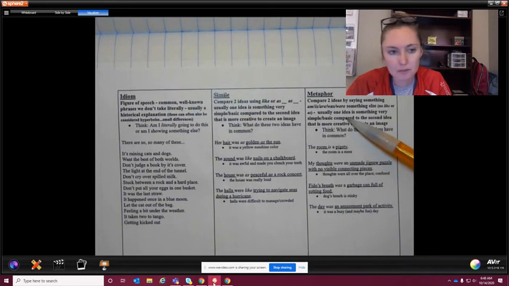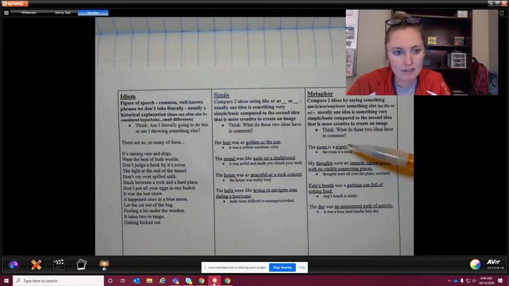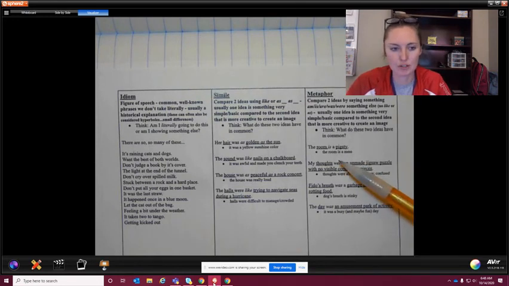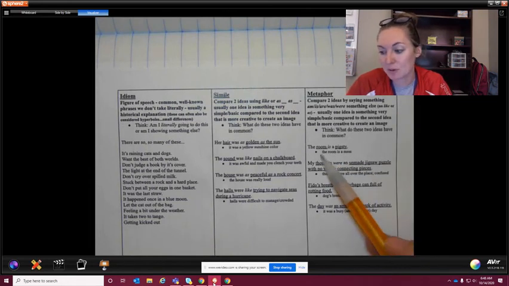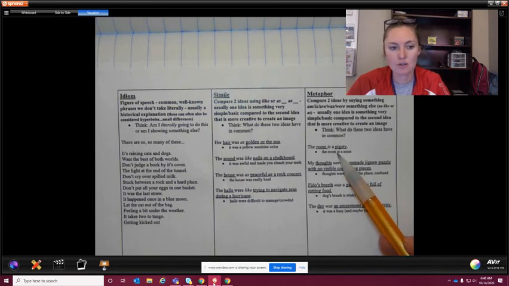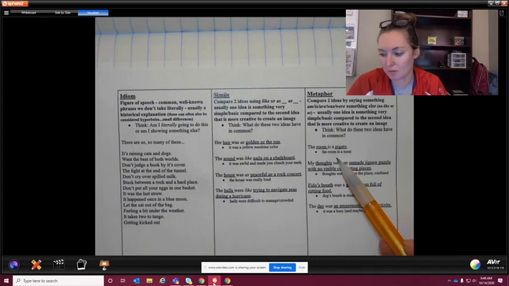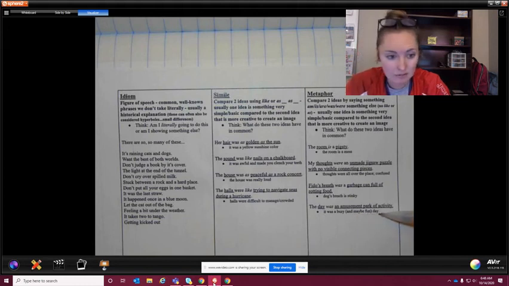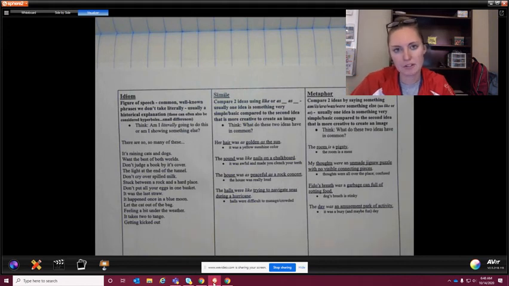The other one that is also comparing two ideas is metaphor, except you're not saying like or as. This is where you're comparing something and just saying it. So down here it says the room is a pigsty. So it's not actually a pigsty, so it's not muddy and that kind of stuff. But when someone says the room is a pigsty, what they're trying to tell us is that the room's a mess, like a really big mess. The day was an amusement park of activity. So it was a busy and maybe fun day. Okay. So you're comparing things, but you're not using like or as.